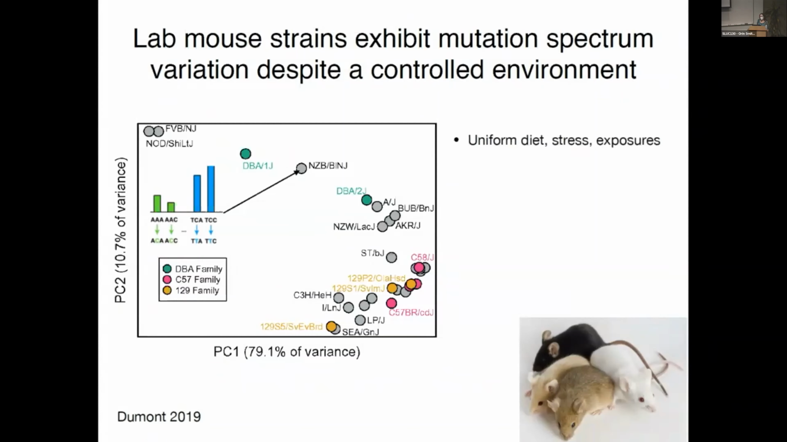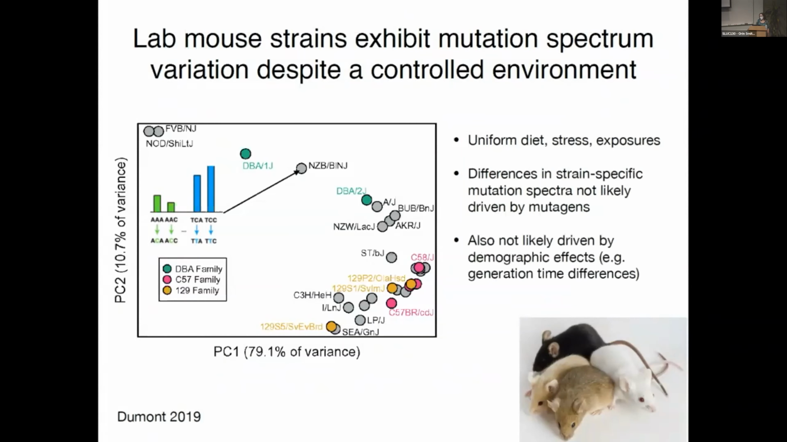So pretty uniform diet, stress, and exposures to environments. And the fact that they show similar patterns to what we see in humans makes me think it's more likely all these patterns have a significant genetic component. And then there's not really much difference between these mouse strains in the ages at reproduction, which is another thing that in theory could drive the differences in natural populations.